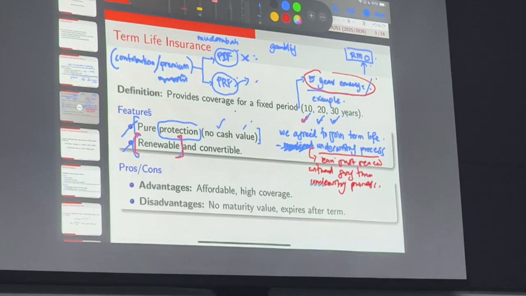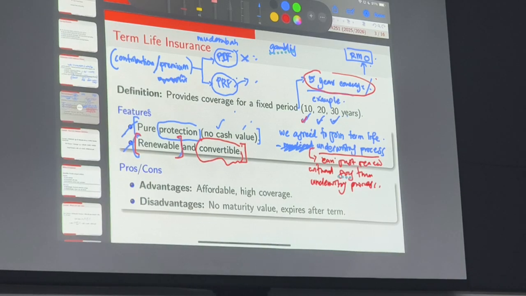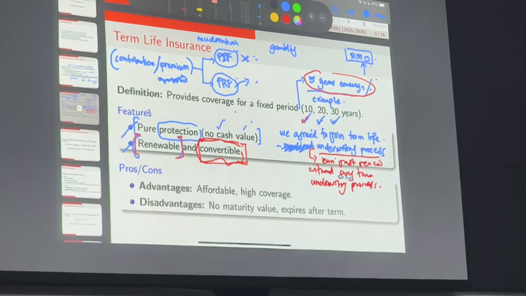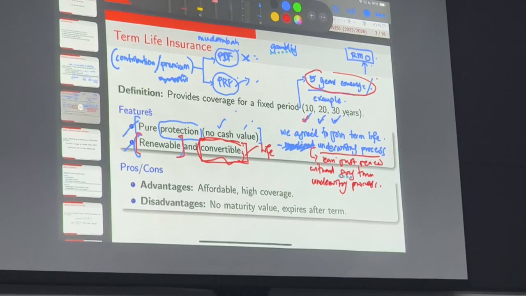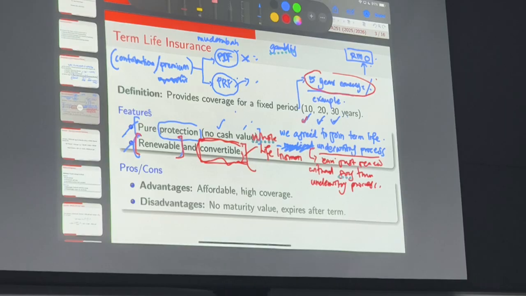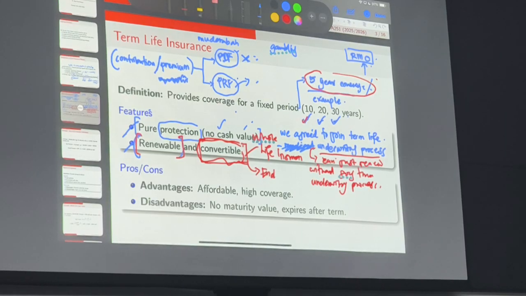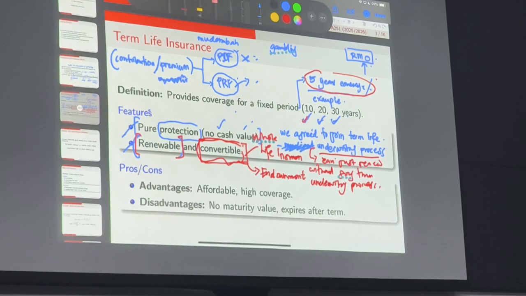Okay, next one, it is convertible. Contohnya let's say you think that term life insurance is not sufficient for you to provide the coverage, so you want to convert to whole life insurance. Yes, you may do so. Or you want to convert it to endowment insurance. Yes, you may also do so. Okay, so that is features.